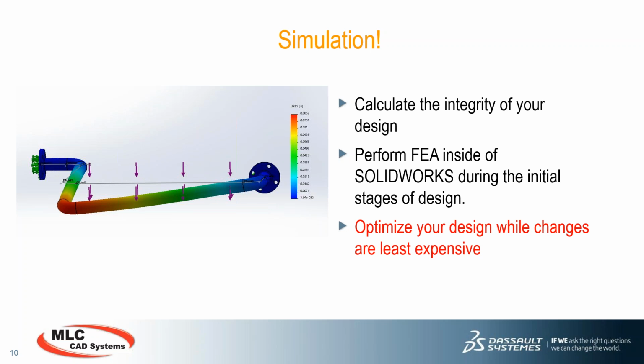So overall, SOLIDWORKS simulation lets us optimize our design when changes are least expensive. We're able to minimize the number of prototypes we have to make for our part. We can minimize the number of design changes we have to make. And ultimately, we're going to get our product to market quicker, saving time and money. So now that we know our assembly is strong enough, let's see what we have next on our list.